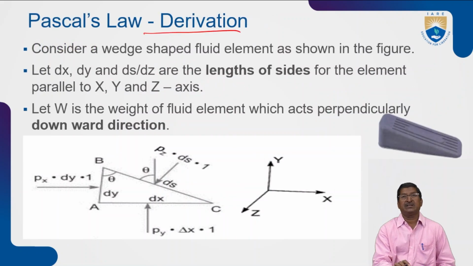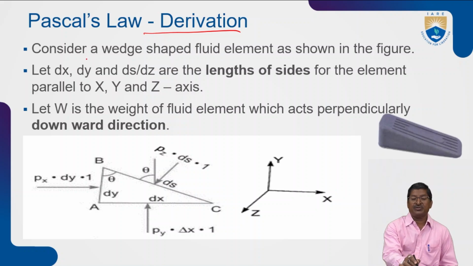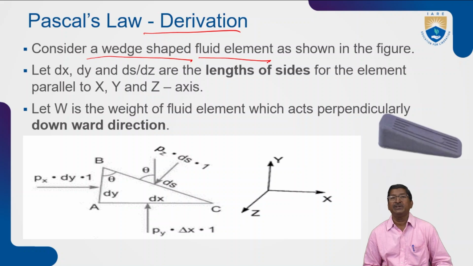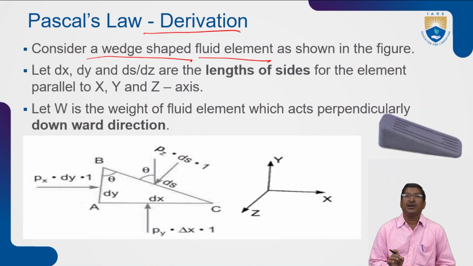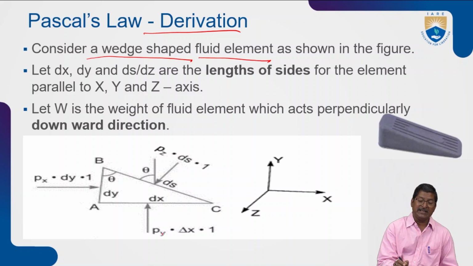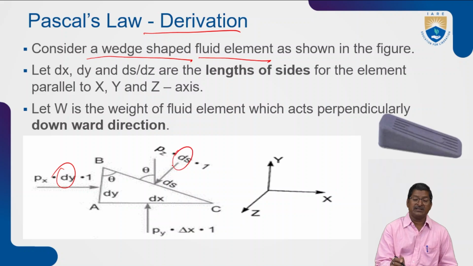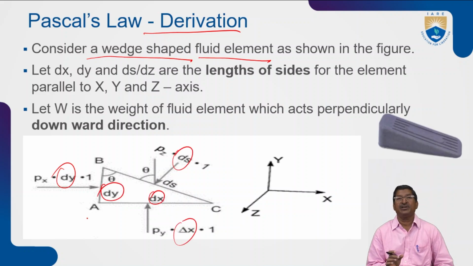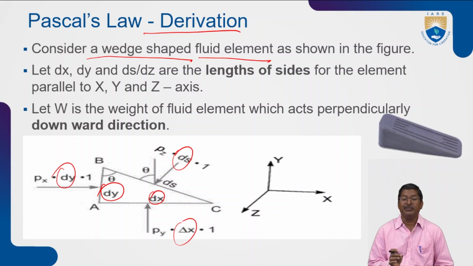So you can see this wedge shape. So what is the meaning of wedge shape? Fluid element. Fluid element means a very, very small element, of very, very small dimensions. So that means it is dx, dy, ds, like that. So very small dimensions, that's why it is called an element.